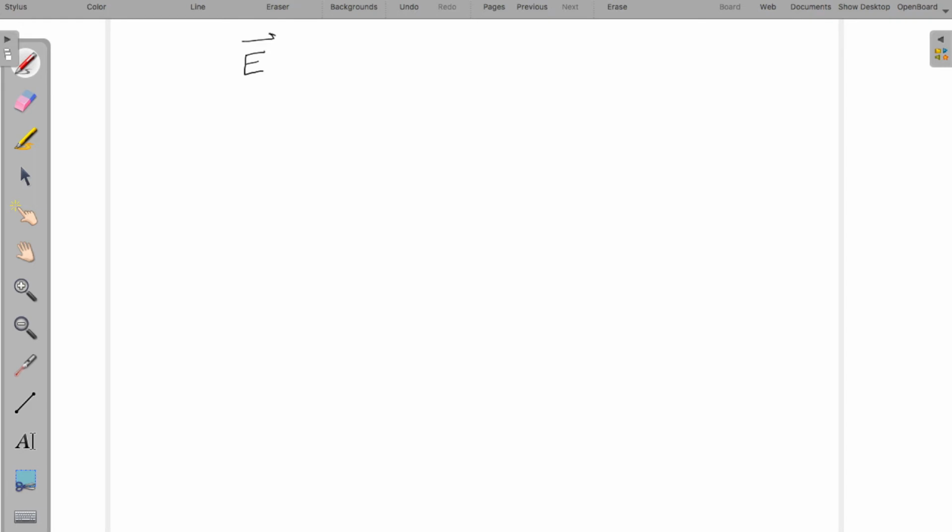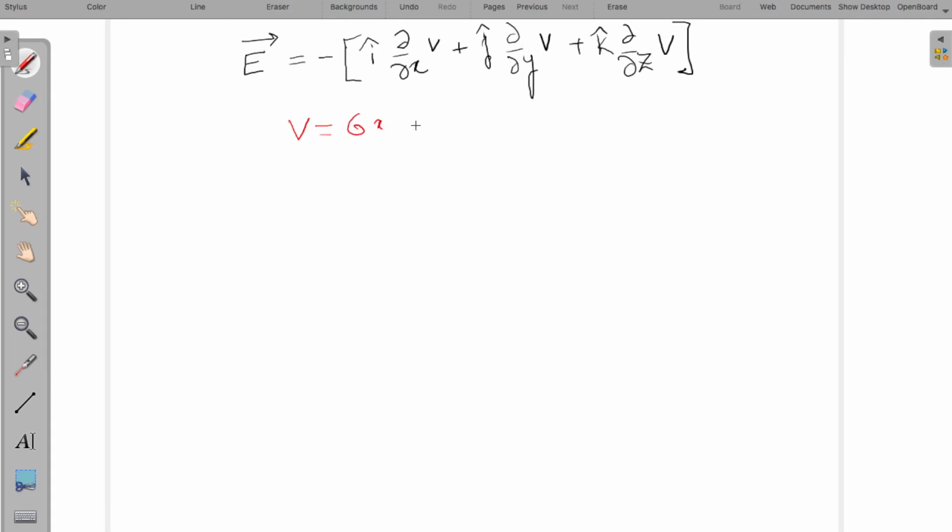So now we have E equal to minus (i cap del V/del x plus j cap del V/del y plus k cap del V/del z), right? So the value of the potential is given as V equal to 6x minus 8xy minus 8y plus 6yz, right? So from this relation, if we want to find the first part of this equation, which is del V over del x, we are taking the partial differentiation of the potential with respect to x. If we take the partial differentiation with respect to x, the other two variables y and z will remain constant, right? So other than x, the variables y and z will remain constant.